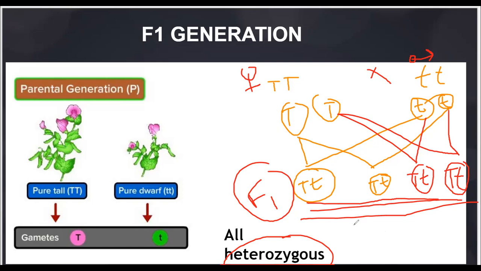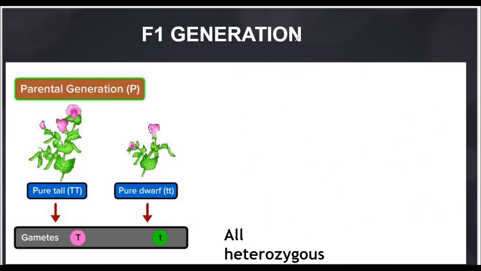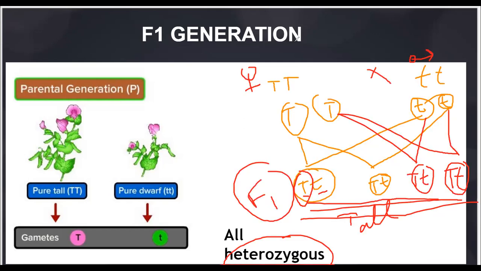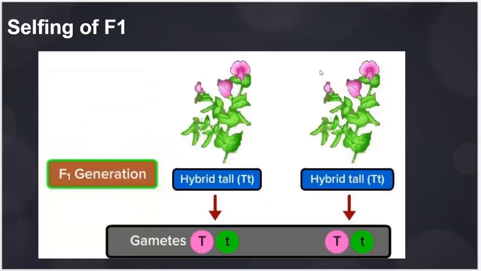This is the genotype. What is their phenotype? Tall or dwarf? So we just saw that capital T and small t, the capital T will be expressed. That is, all the plants will be tall in phenotype, and the genotype will be capital T, small t. Okay. So this is how the first generation will look like. Okay, let's have a look in the picture.